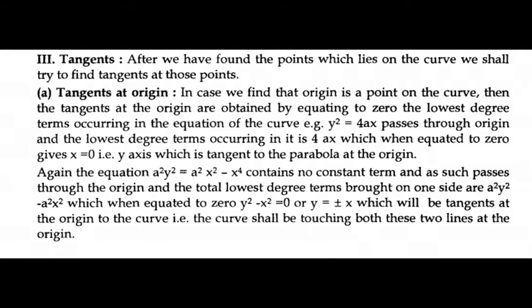If you consider this equation, a square y square is equal to a square x square minus x raised to 4. As it does not contain a constant term, it does not pass through the origin. It does pass through the origin. And the lowest degree term, so which are the lowest degree terms?